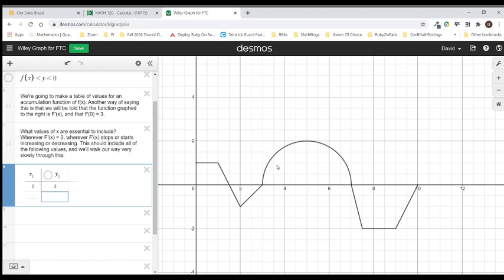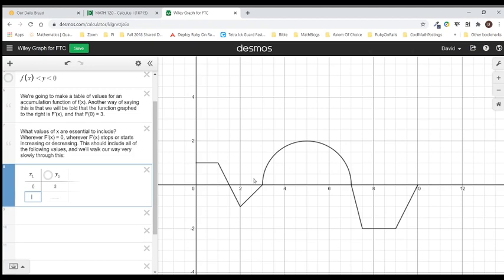There are a number of important points that are essential to include, and we really shouldn't have to do anything besides those. But which ones are essential? Well, any place where the derivative, which is what's graphed here, is 0. Well, that happens at 1.5, that happens at 3, that happens at 7, that happens at 10. I absolutely want to include all those. Where else do I want to include?